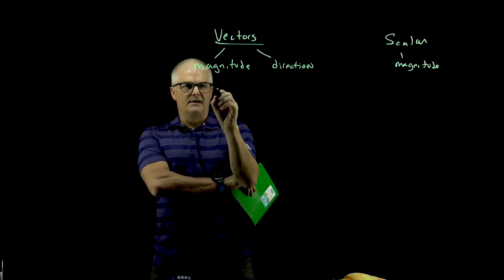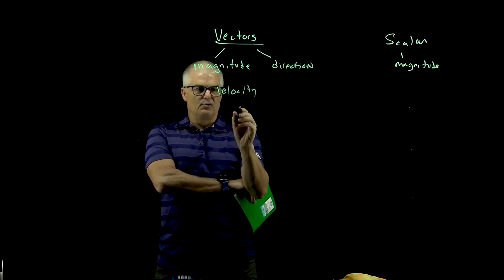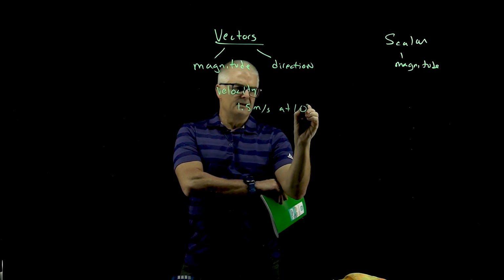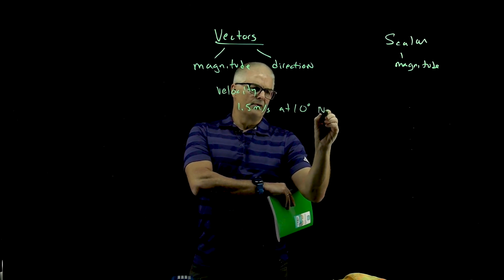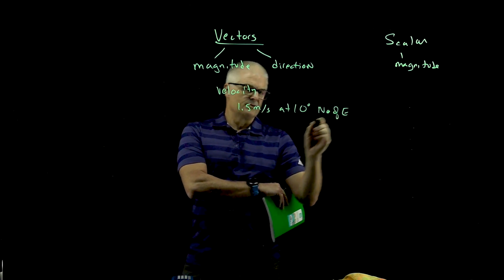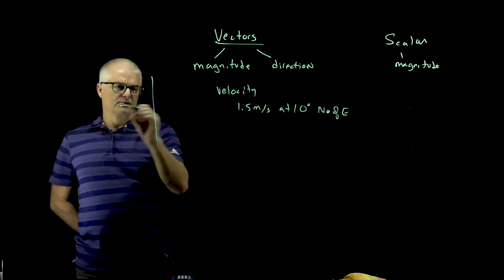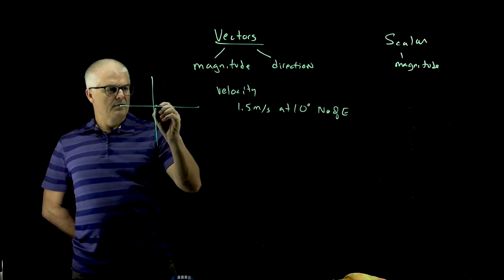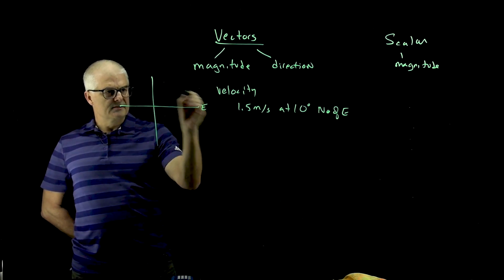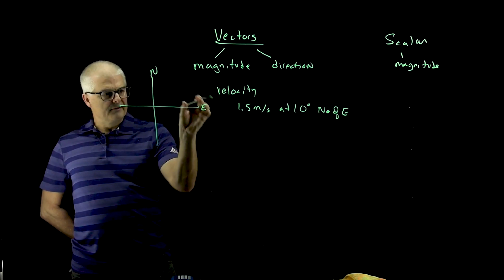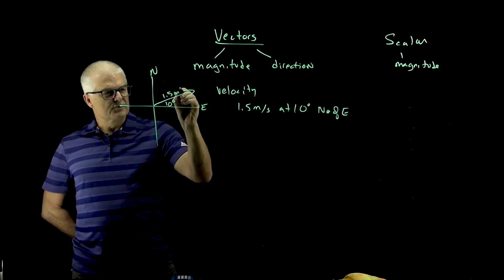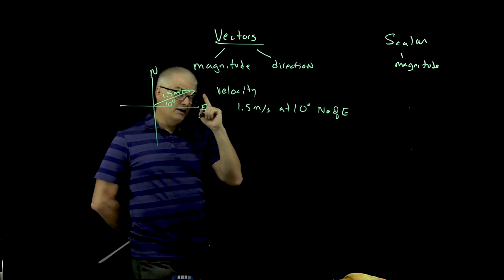So velocity is a vector. An example would be 1.5 meters per second at 10 degrees north of east. How would I draw that? We draw a coordinate plane. We would do 1.5 meters per second, and I would go 10 degrees north of east. If this is east and this is north, you're north of east 10 degrees. So this is 10 degrees, and this is 1.5 meters per second.